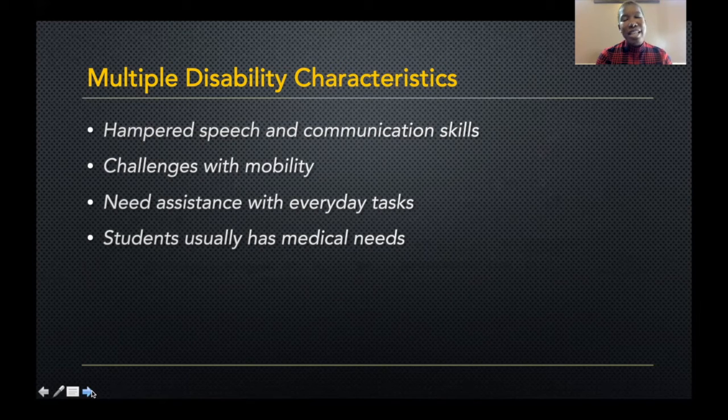They may definitely need assistance with everyday tasks, because now we're talking about disabilities that not only affect them educationally, but may affect them physically or mentally, or in some cases socially. Students usually have medical needs. Usually 9 out of 10 times, for a student with multiple disabilities, there is that medical component where those needs also have to be met.